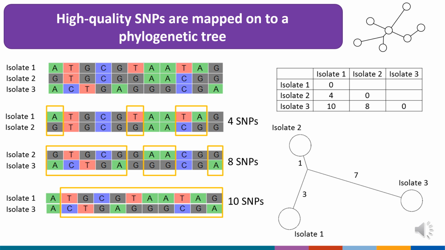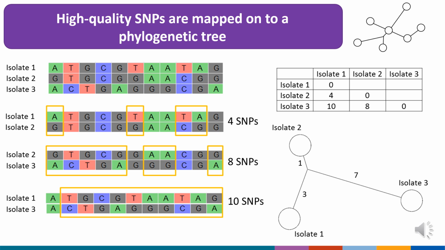This tells us the SNP distance between each pair. If we look at isolate 1 compared to isolate 2, we see that these 2 isolates differ at 4 of the 11 positions. Looking at isolate 2 and isolate 3, these 2 isolates differ at 8 of the 11 positions. And isolate 1 and isolate 3 differ at 10 of the 11 positions.